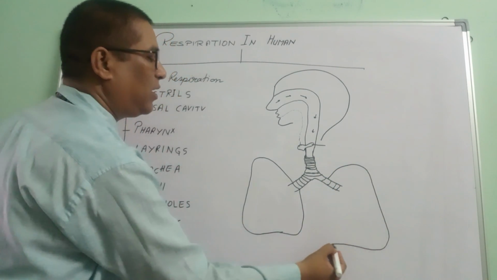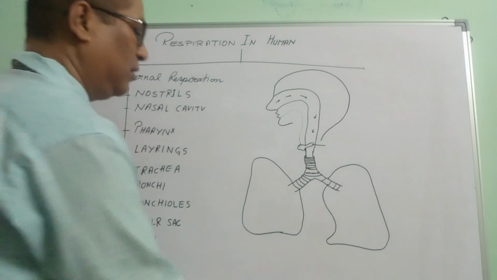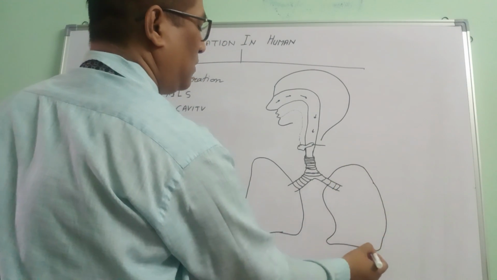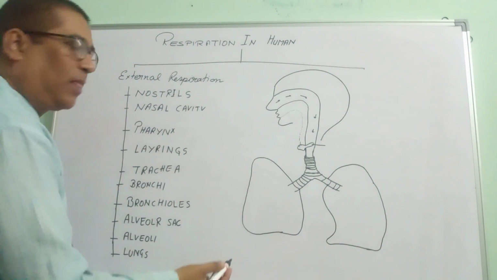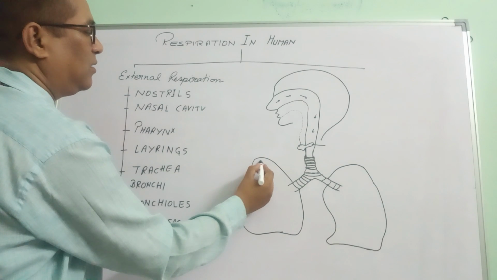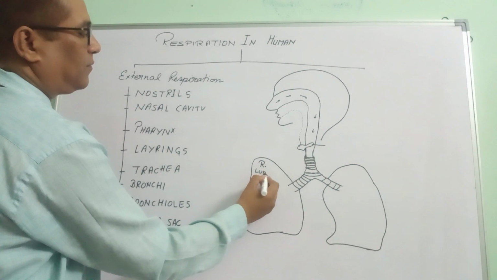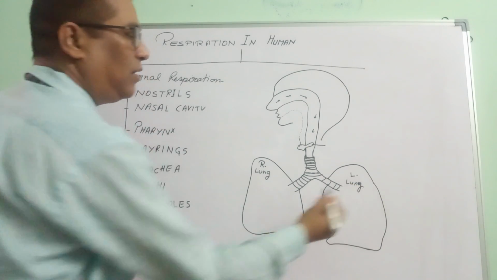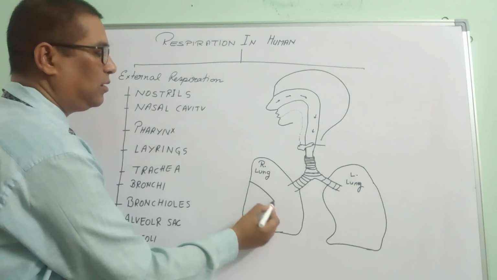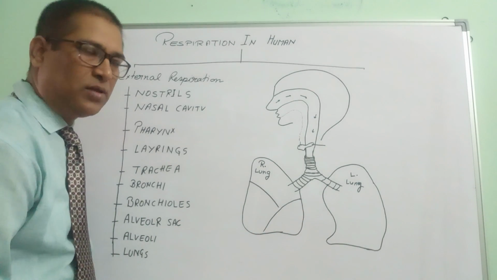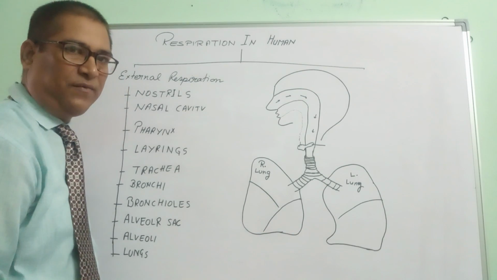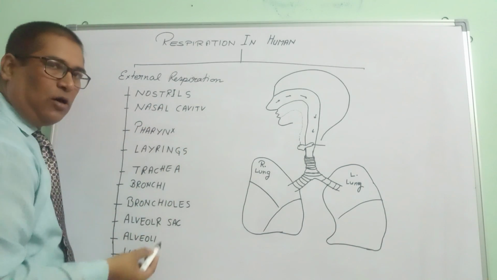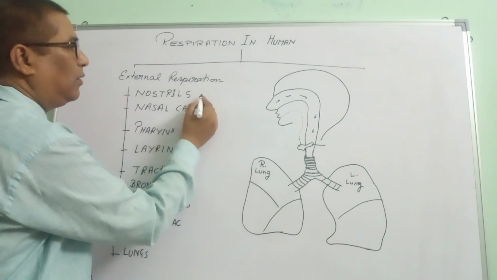Now, it is also important that in human beings, these lungs slightly change in their shape. This is the right hand side, means right lung, and this one is the left. The right lung is divided into three lobes, whereas the left lung is divided into two lobes. First of all, let us see where these organs are found. Now, nostril.